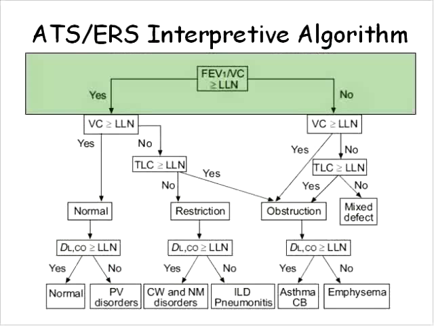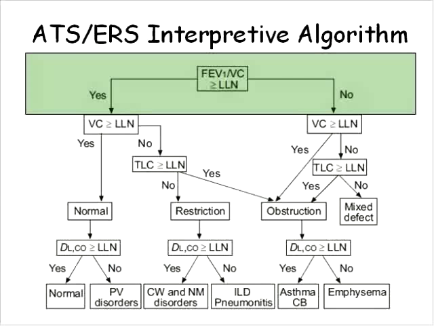You may or may not have seen this before, but this is the ATS-ERS interpretive algorithm that was published as part of the ATS guidelines back in 2005. And although this isn't widely adopted, I think it represents a pretty common decision tree for many people who try to interpret pulmonary function studies. You should notice that the primary decision point up there at the top is the FEV1 ratio. And you should also notice that the lower limit of normal, LLN, is suggested as really the cut point.